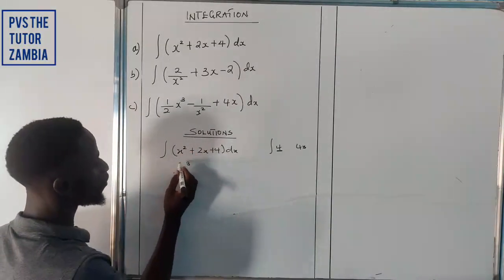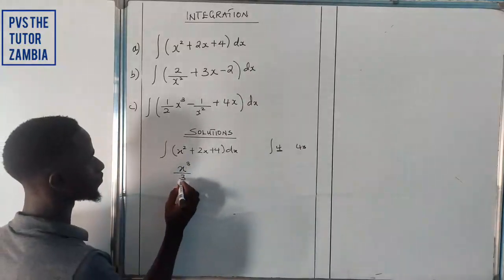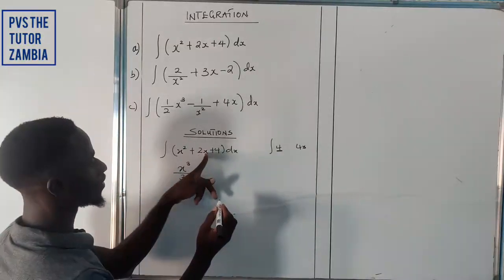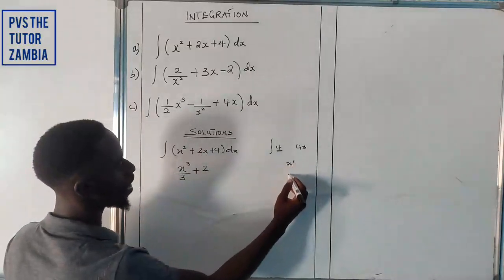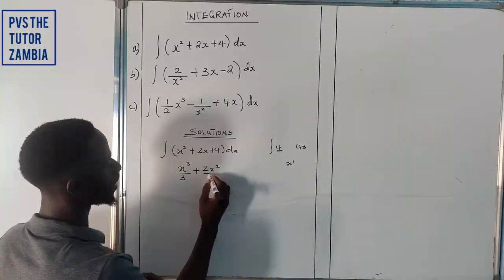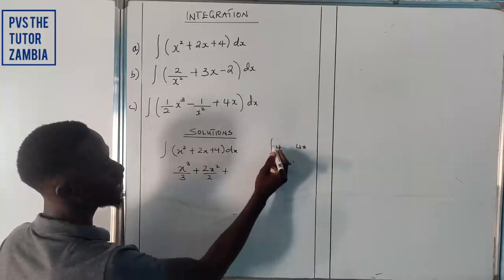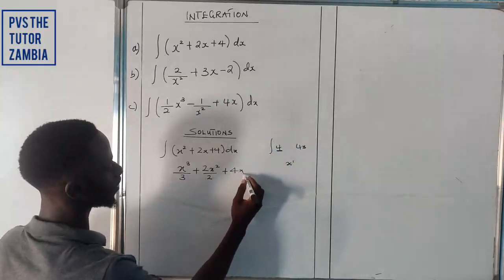You divide the whole part of this function by the new power, which is 3, plus 2x. x is the same as x to the power 1, so when I increase this power, it will be 2x squared, I divide by 2, plus the integral of a constant, it gains a variable, in this case x.